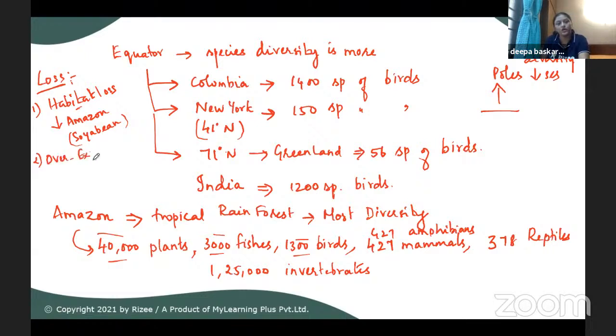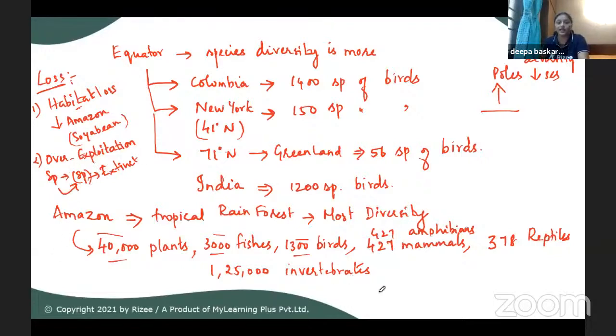Over-exploitation means, for example, if one species is using another species as food, and if it is over-exploiting this species, automatically this will become extinct. Clear? This is called over-exploitation.